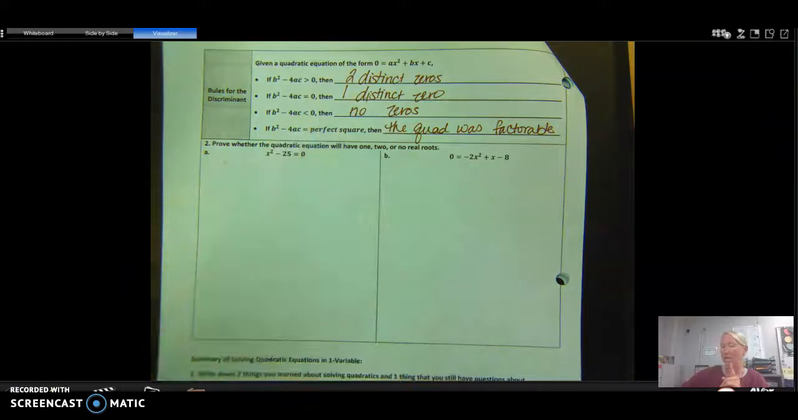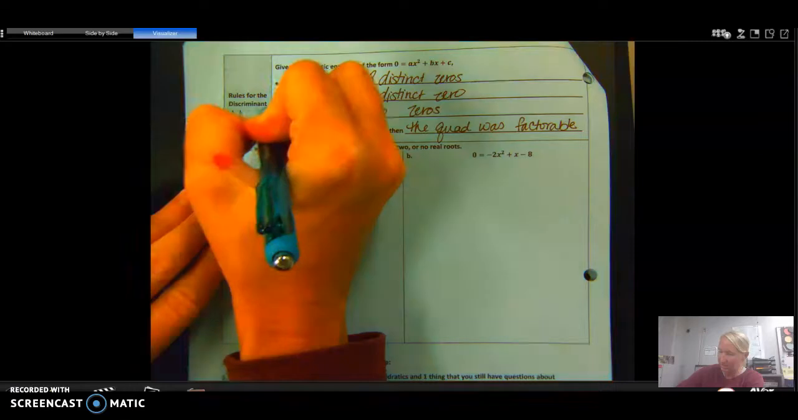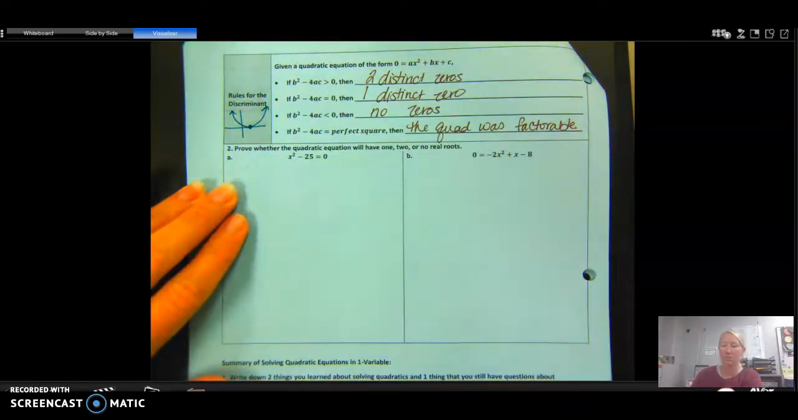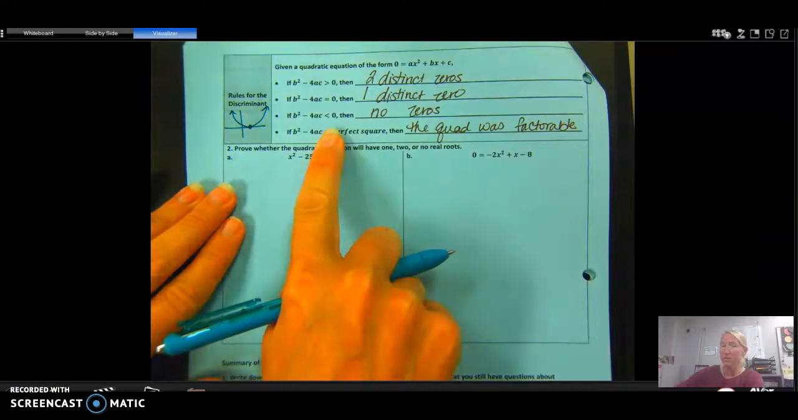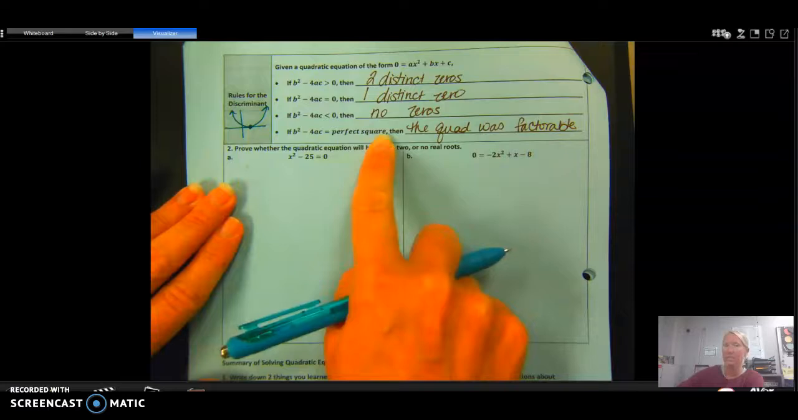But if the discriminant actually equals 0, that means I have one solution. So on a quadratic, if I were going to graph this, it would hit the x-axis at one point. So that is if your discriminant equals 0. If your discriminant is smaller than 0, you have no intersections with the x-axis.